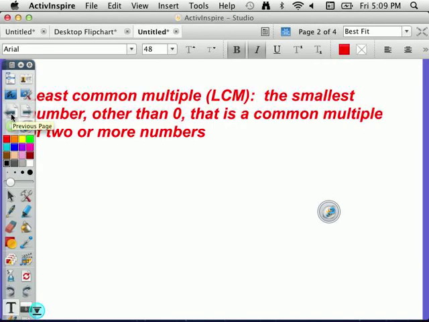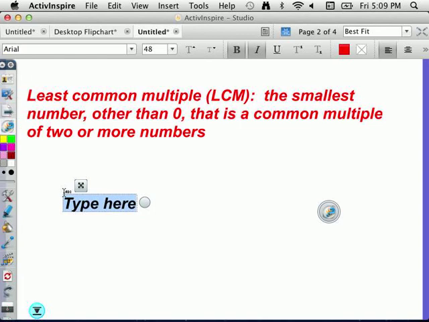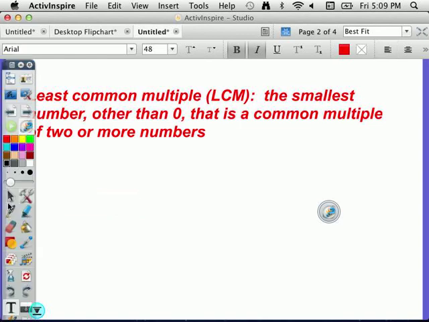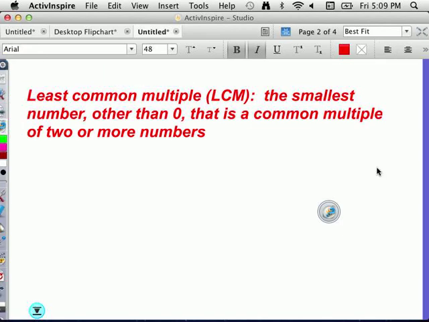Now, before we begin, it's important to understand what a least common multiple, LCM, is. LCM is the smallest number other than 0 that is a common multiple of 2 or more numbers. Now, let me show you when you're going to be using it.